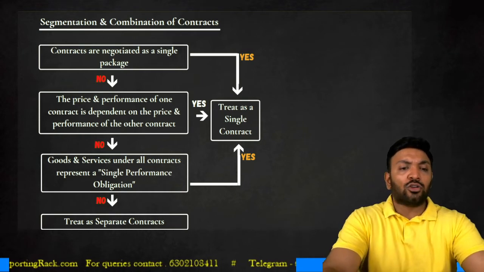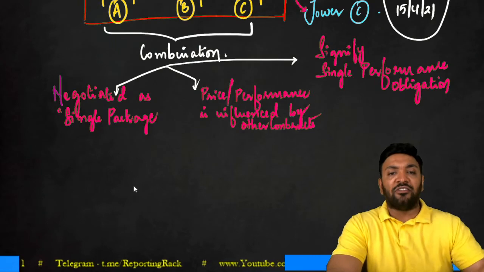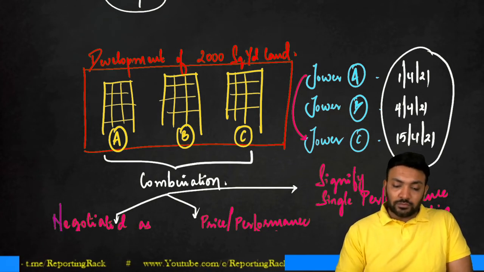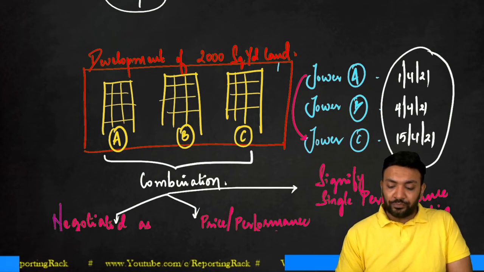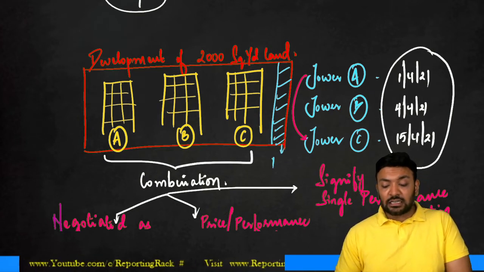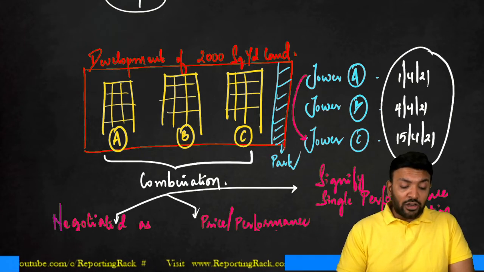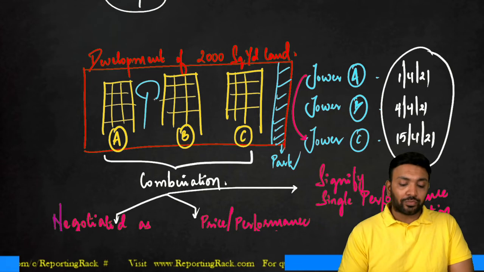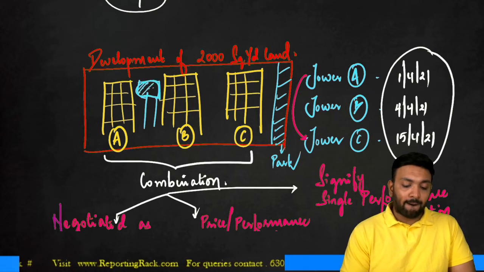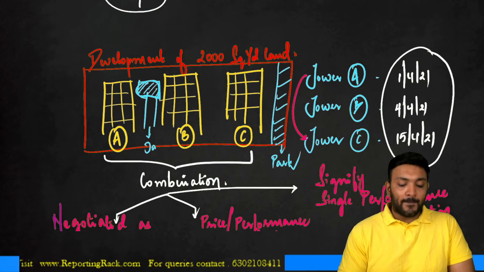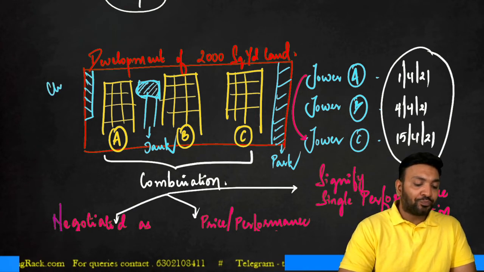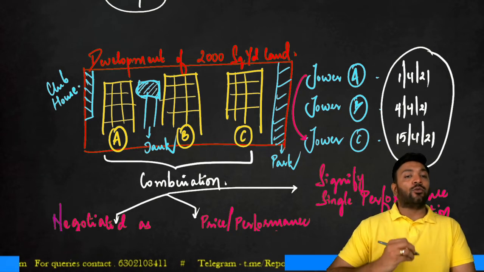Now, I'll go back to the previous example itself and I'll do some small modifications. I wanted you to construct additional work. What additional work? I wanted you to construct a park. I wanted you to construct an overhead tank. I wanted you to construct a small clubhouse. A gym facility and other facilities are also included.